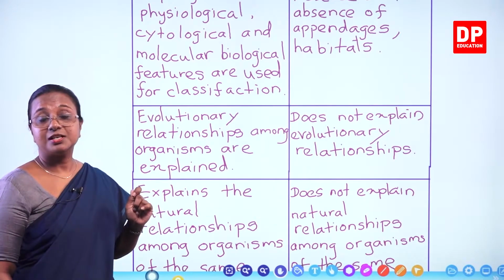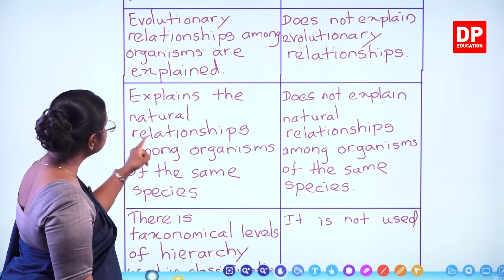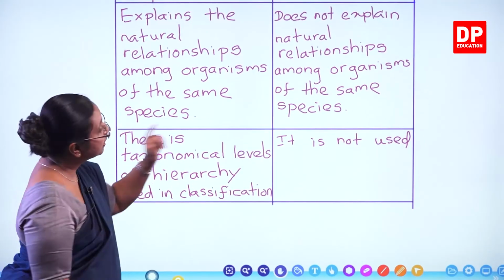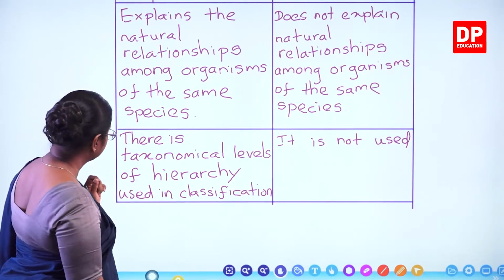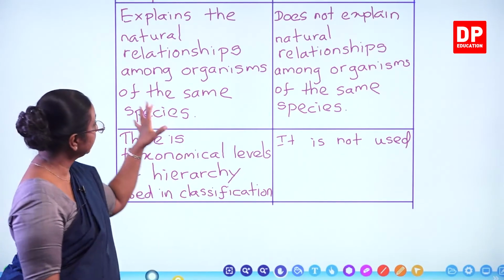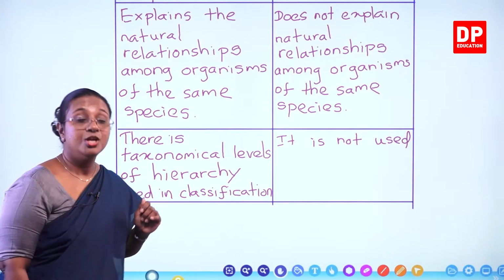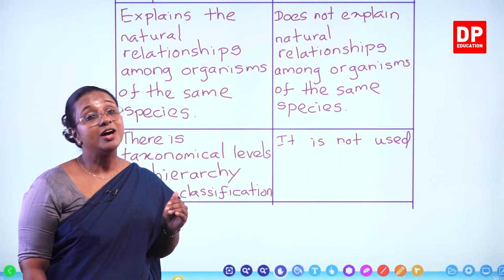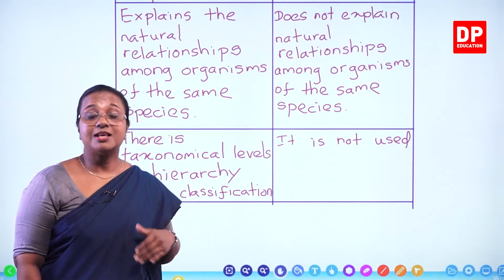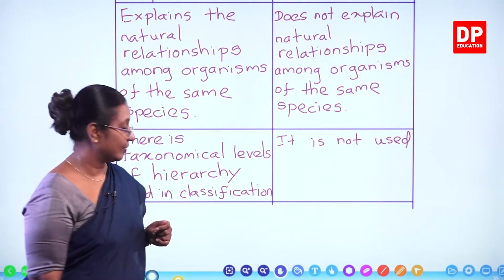But the artificial classification does not explain that. Then again, the natural classification explains the natural relationships among organisms of the same species, whereas the artificial classification does not explain that. Then there are taxonomical levels of hierarchy used in classification in the natural classification, whereas they are not used in the artificial classification. So I am sure students, even you all would have tabulated or at least written all these differences between natural classification and artificial classification. So with that, I will move on to the next question.